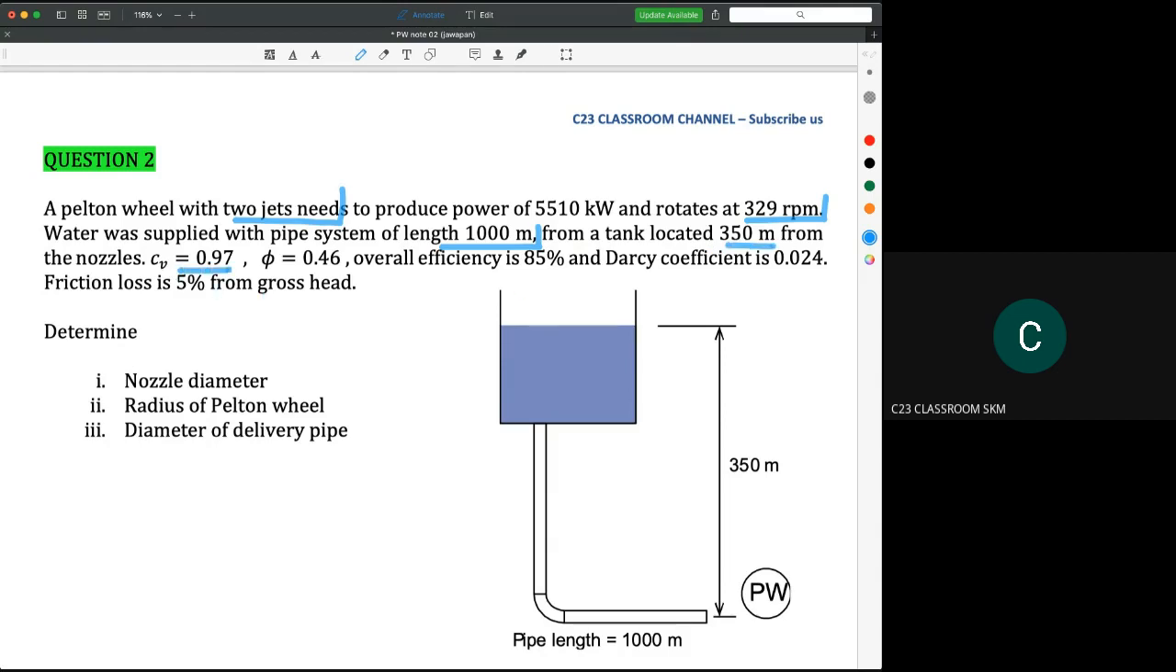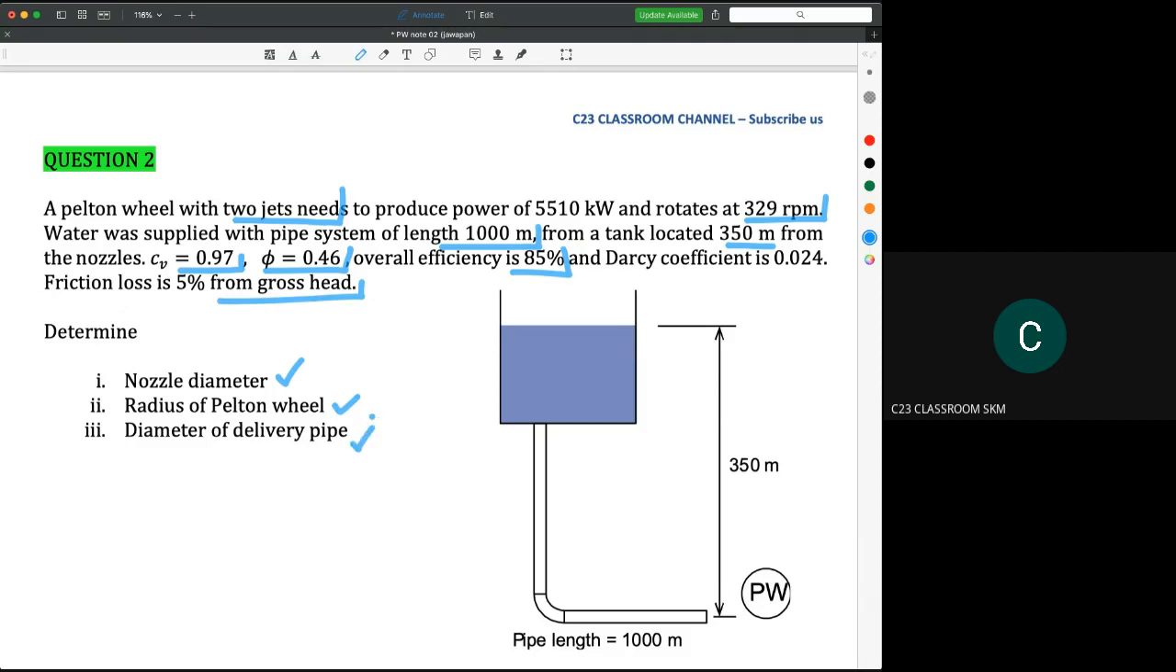CV is 0.97, the phi is 0.46, overall efficiency is 85%, and Darcy coefficient is 0.024. Friction loss is 5% from gross head. Determine the nozzle diameter, the radius of Pelton wheel, and the diameter of delivery pipe.